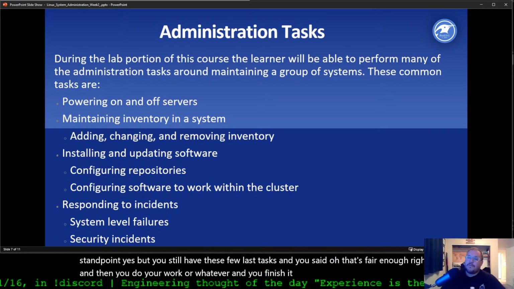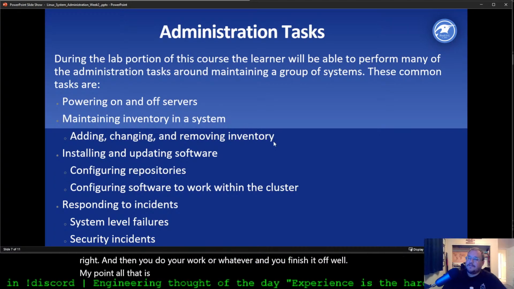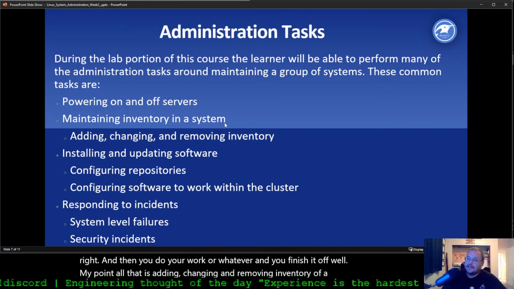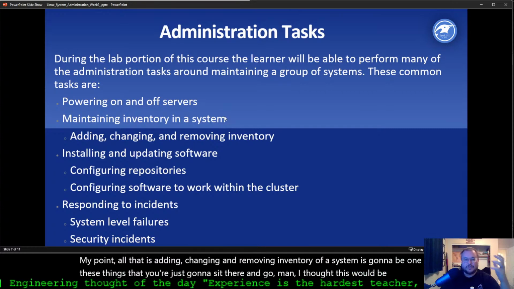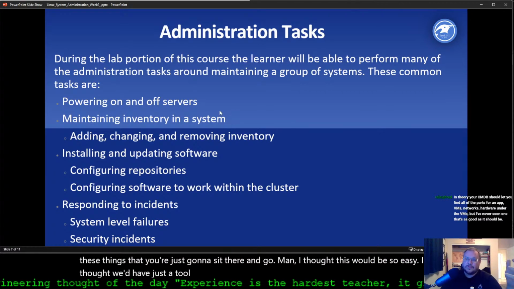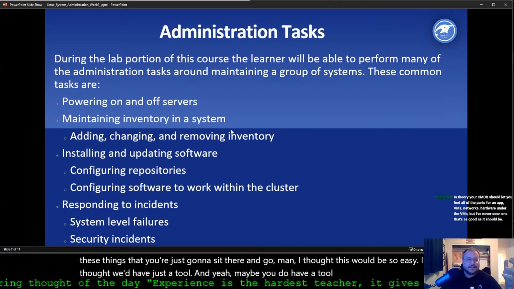Well, my point in all that is adding, changing, and removing inventory of a system is going to be one of these things that you're just going to sit there and go, man, I thought this would be so easy. I thought we'd have just a tool. And yeah, maybe you do have a tool, but this can be a nightmare.